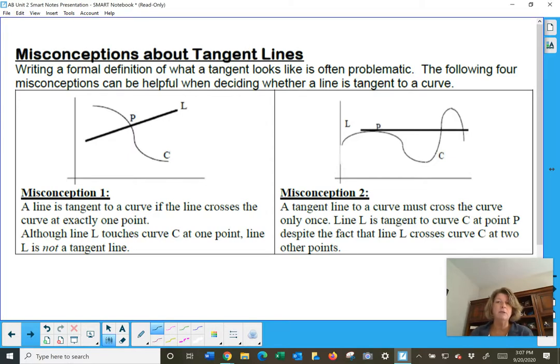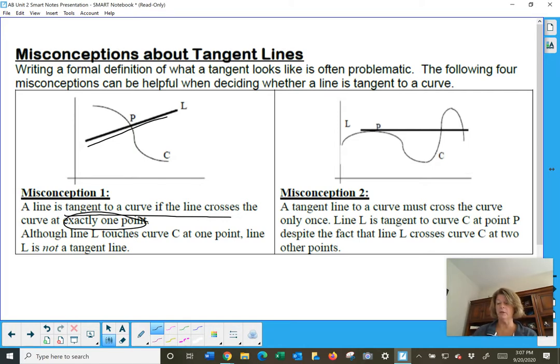So here's some misconceptions about the tangent line. Writing a formal definition of what a tangent line looks like is often problematic, though the following 4 misconceptions can be helpful when deciding whether a tangent line is tangent to a curve. So misconception 1, a line is tangent to a curve if the line crosses the curve at exactly one point. And we're looking at this picture, and while it intersects the line only at one point, line L is not tangent to the curve.